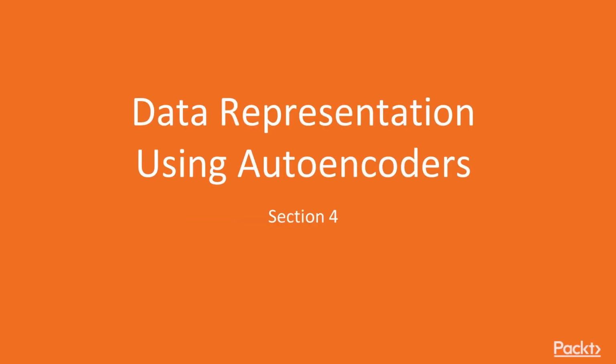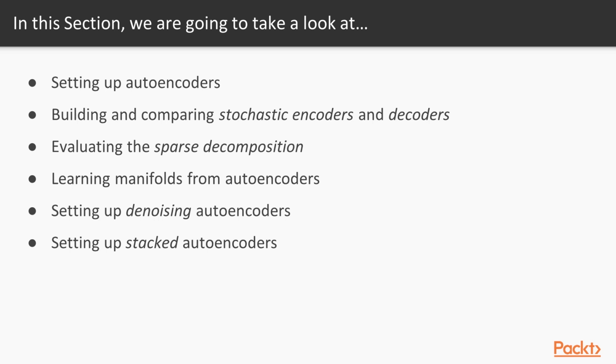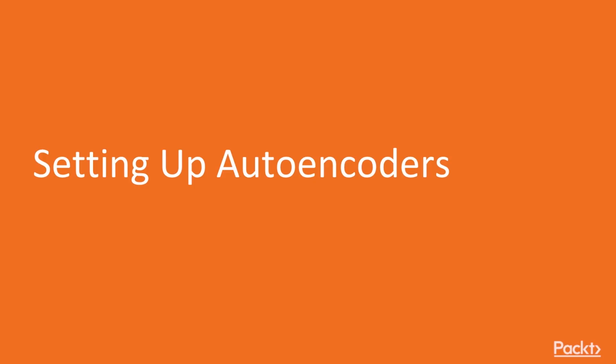Hi guys, welcome to the new section, Data Representation Using Autoencoders. This section will introduce unsupervised applications of deep learning using autoencoders. We will first set up autoencoders and build stochastic encoders and decoders. We will then evaluate sparse decomposition and learn manifolds from autoencoders. Lastly, we will set up denoising and stacked autoencoders. Let's move on to the first video, setting up autoencoders.